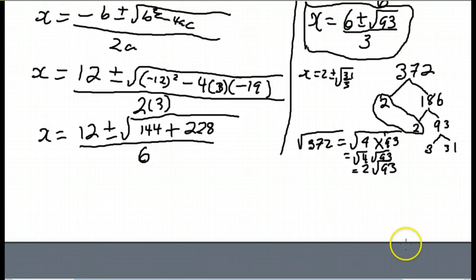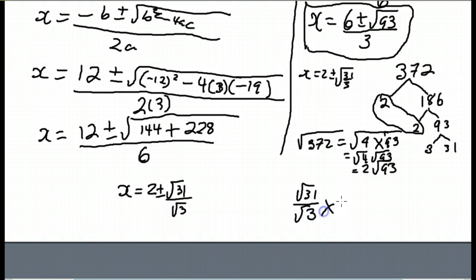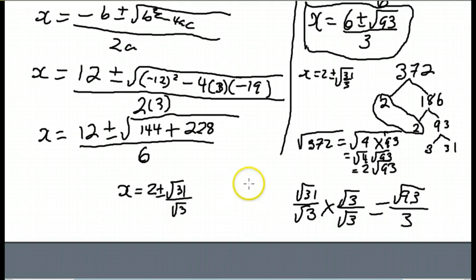I'm going to move down here. So when I had in the previous video x is 2 plus or minus root 31, let's write it as root 31 over root 3. Now if you remember, we don't like radicals in denominators, so I'm going to multiply by root 3 over root 3. Okay, now all I've done is just strip this out, okay, and we're going to fix this. So this will be root 93, and this will be 3. So back to here, this will be x is equal to 2 plus or minus root 93 over 3.